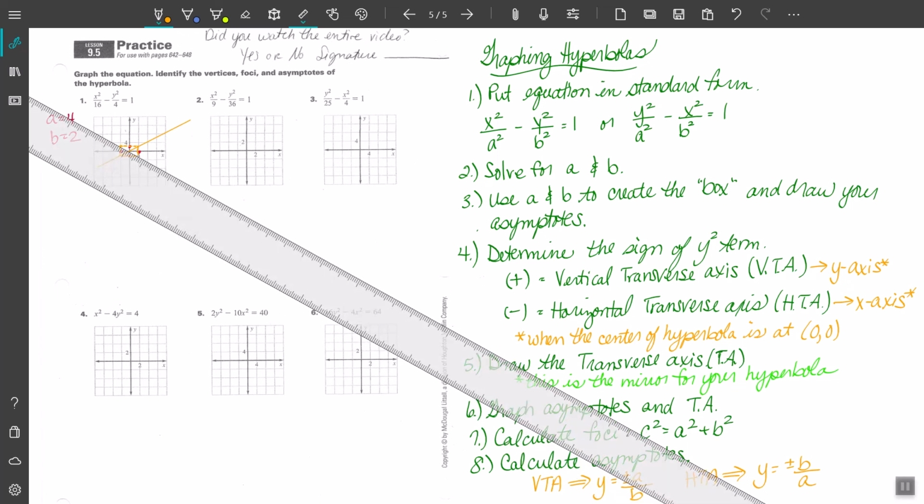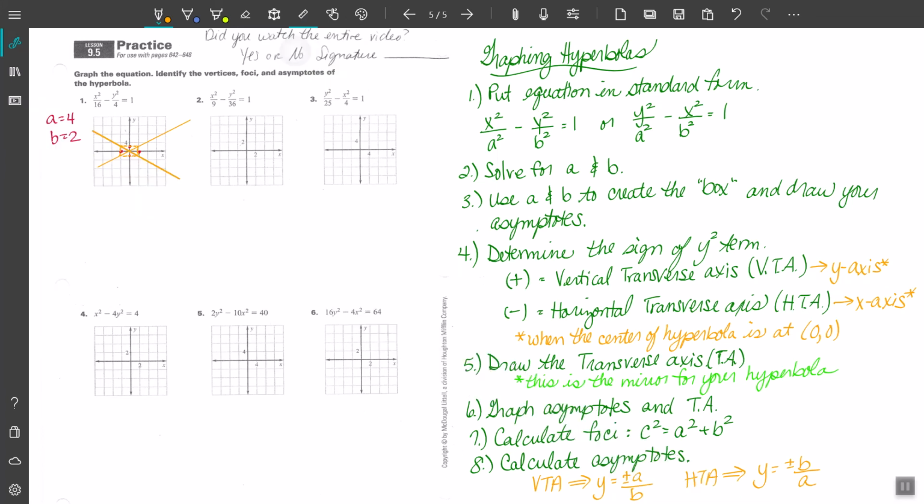At the origin. Okay, and so those are my asymptotes for this one. And then what I need to do now, after I've gotten the box drawn in to make my asymptotes, is I'm now down at step 4.